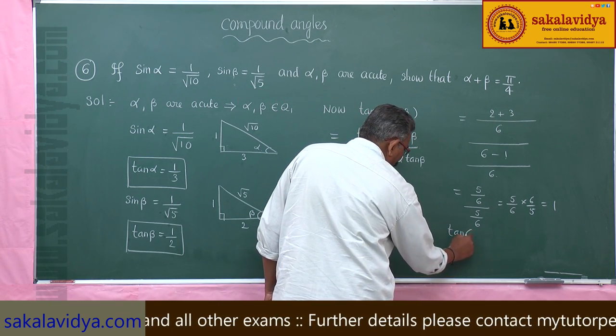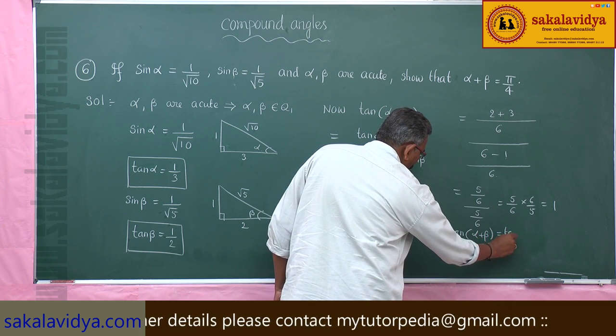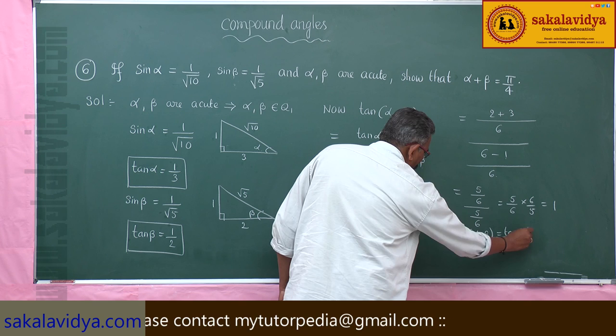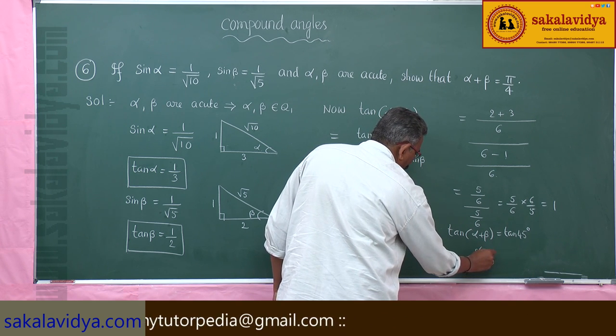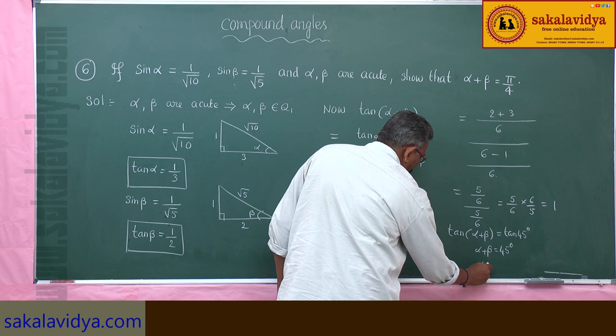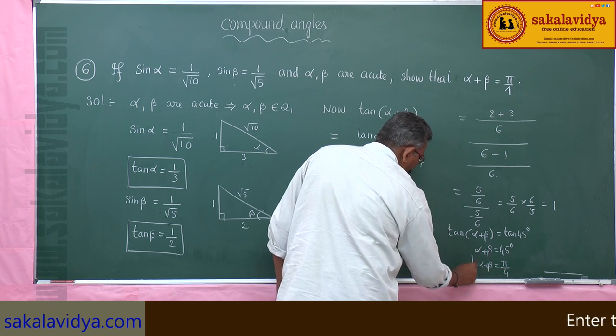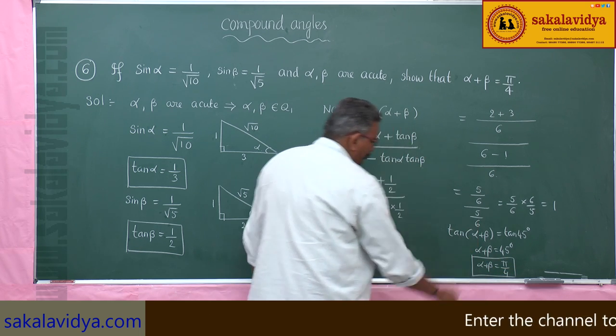Tan of alpha plus beta is equal to 1 means tan of alpha plus beta is equal to tan 45. So alpha plus beta is equal to 45 degrees. In radians, alpha plus beta is pi by 4 radians. Hence proved.